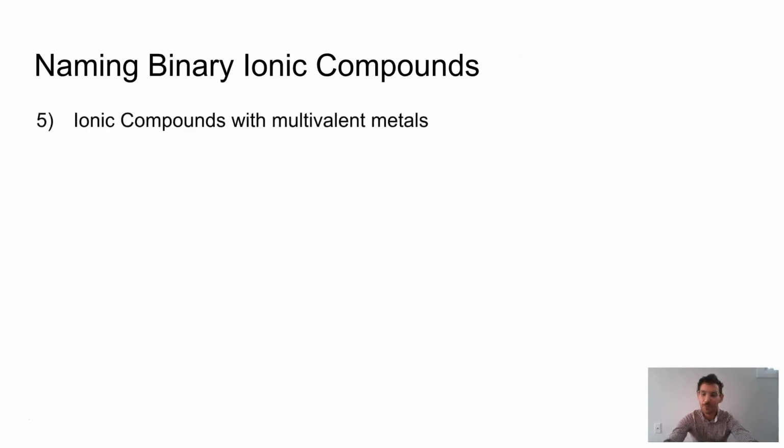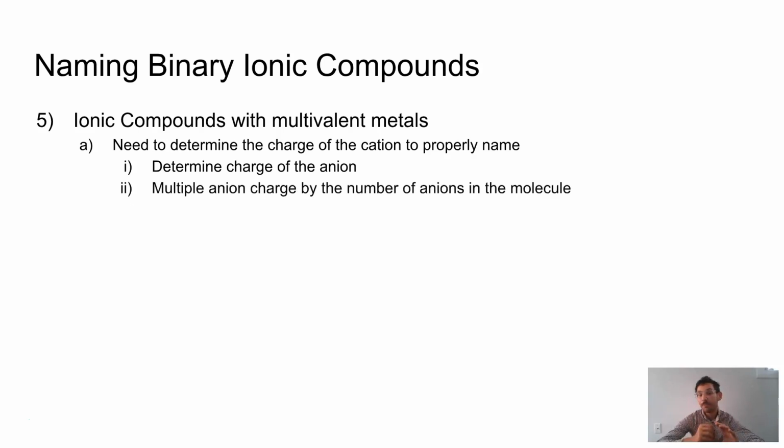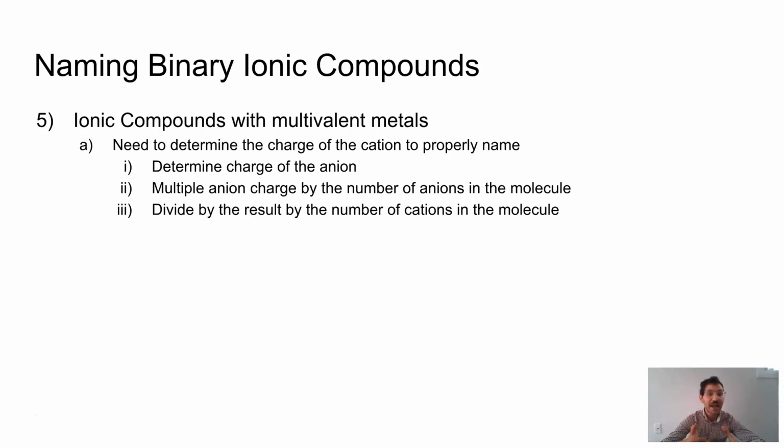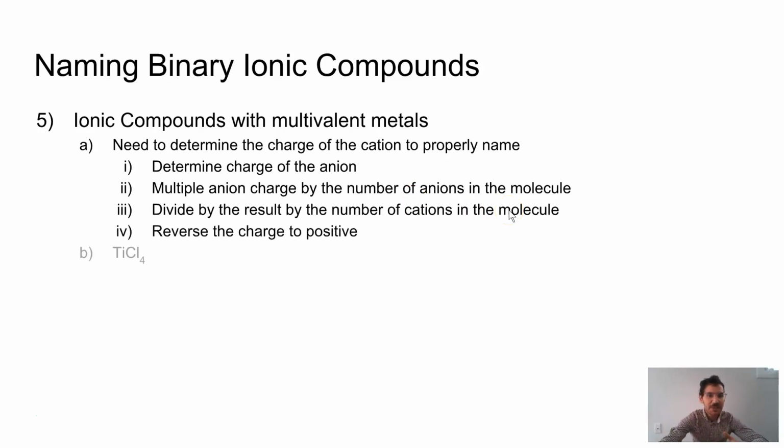Let's do some practice problems with some of these multivalent metals. For these, if we're going to name them, there's a little bit more of a process. We need to determine the charge on the metal cation in order to properly name these things. And so to do that, we've got a process. First, we're going to determine the charge on our anion. And then we're going to multiply the charge on our anion by how many atoms of that anion are in our molecule, or, yes, really our formula unit. And then we're going to divide the result of this step by how many cations are in that formula unit. And then we'll reverse that charge so it's positive. Let's see this with an example.